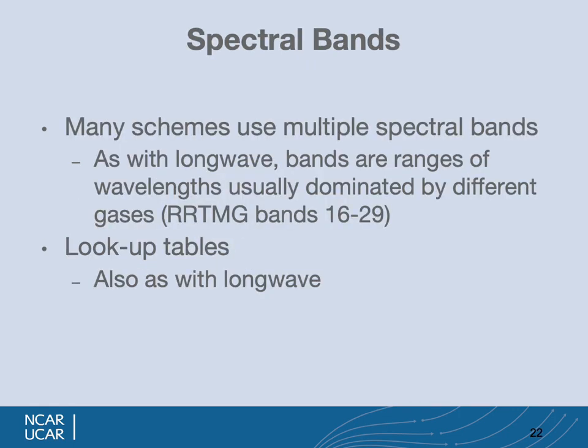As with the long wave, the shortwave scheme has spectral bands, which are handling different parts of the spectrum separately. Here we have RTMG bands 16 to 29. Band 16 actually overlaps with the long wave spectrum. And the bands are dominated by different gases typically, as with the long wave. And the calculation is done with lookup tables. So a lot of similarity, it's just the bands are different and the calculations for those bands are different.